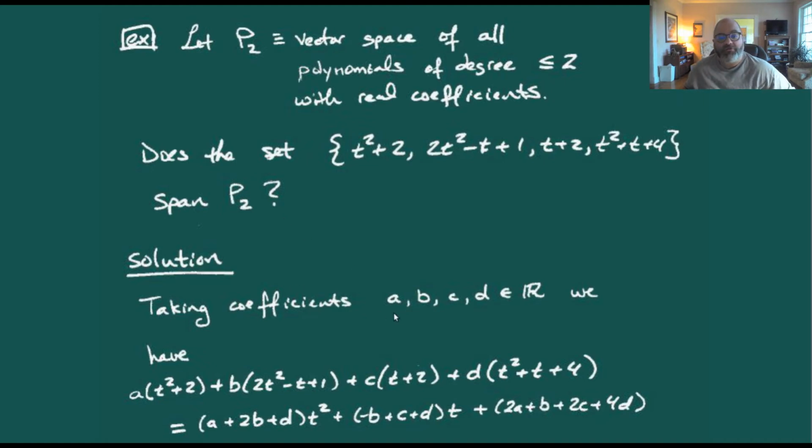Well, if we take the coefficients a, b, c, and d that are just real numbers, and take the linear combinations of those things, combining terms with our powers of t, we get an expression that looks like this: (a + 2b + d) t squared, plus (-b + c + d) times t, plus (2a + b + 2c + 4d).